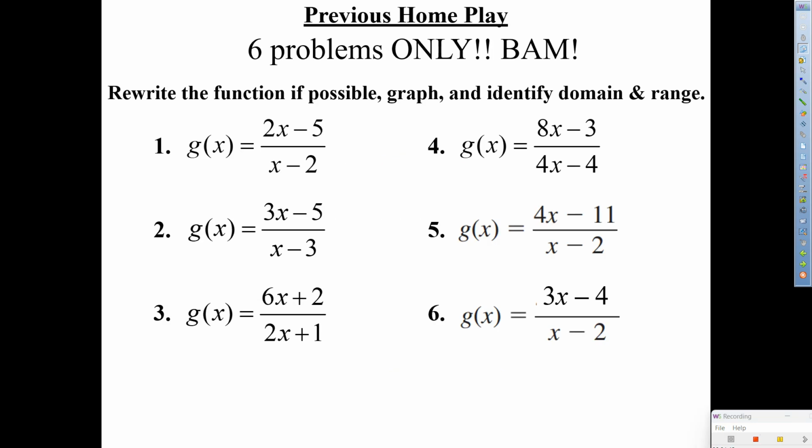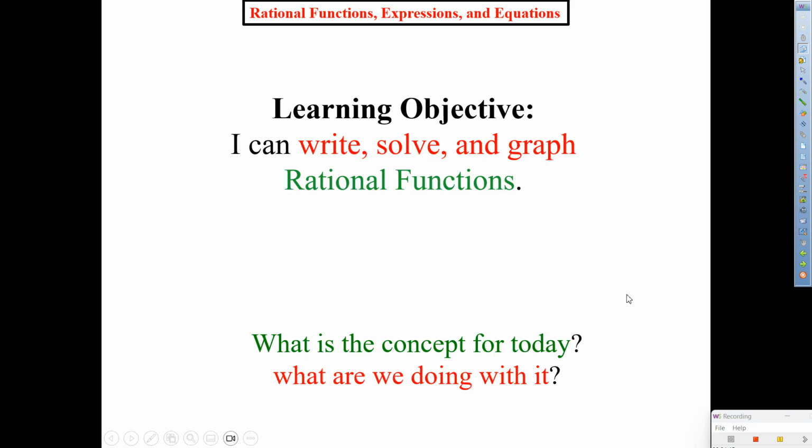All right, that's the home play for tonight. Get a Cornell note ready, please. All right, here we go.